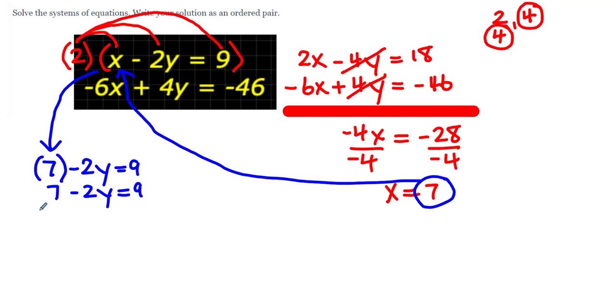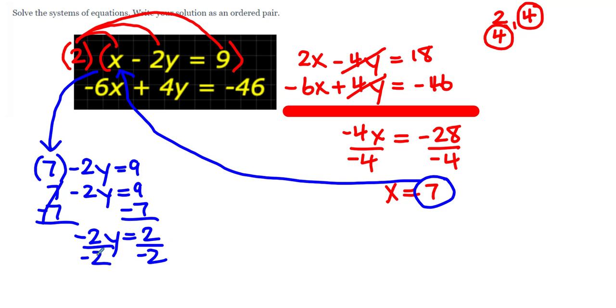Next, isolate the y term. I will subtract 7 on each side of the equation. These are opposites, they'll cancel. So now we have negative 2y is equal to, let's see, that's positive 2, and then I'll divide by a negative 2 on each side. Negative 2 divided by negative 2 is 1. 1 times y simplifies to y, and then a positive 2 divided by negative 2 is negative 1. So there you go. So I would have 7 comma negative 1, and that's the solution for the last question.